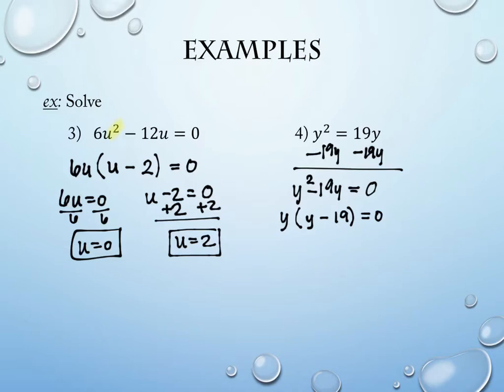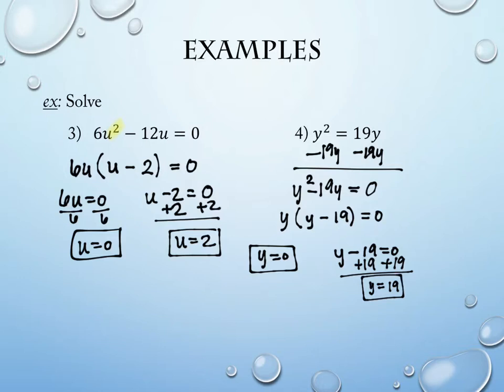Now it looks like a problem from 1 and 2. I'll set each piece equal to 0. The first one's already solved. On the second one, I'll add my 19. And y is equal to 19. So y is equal to 0, and y is equal to 19. 2 solutions.